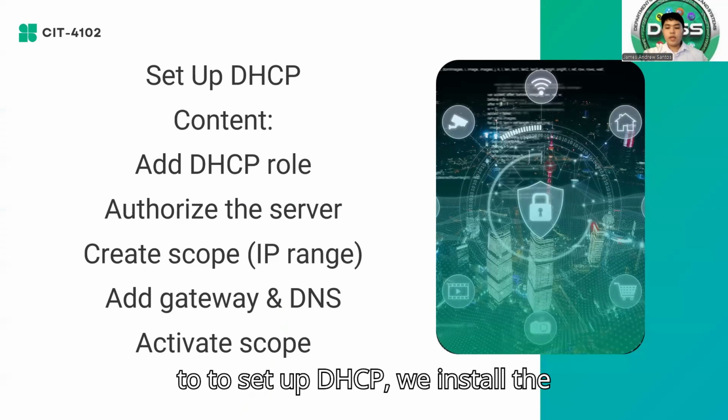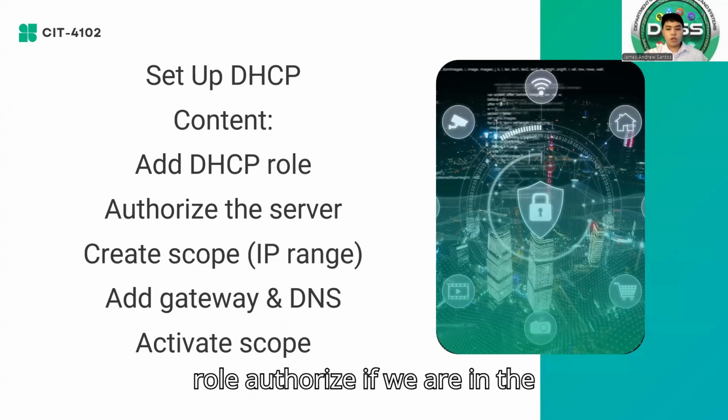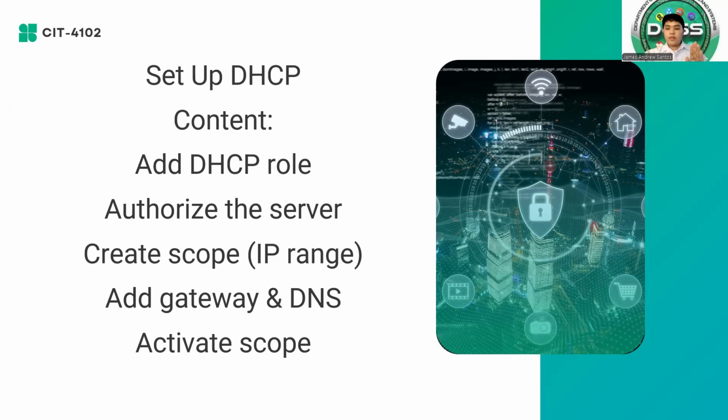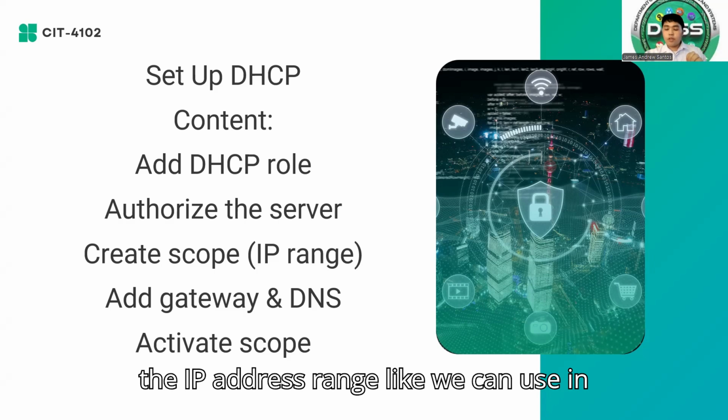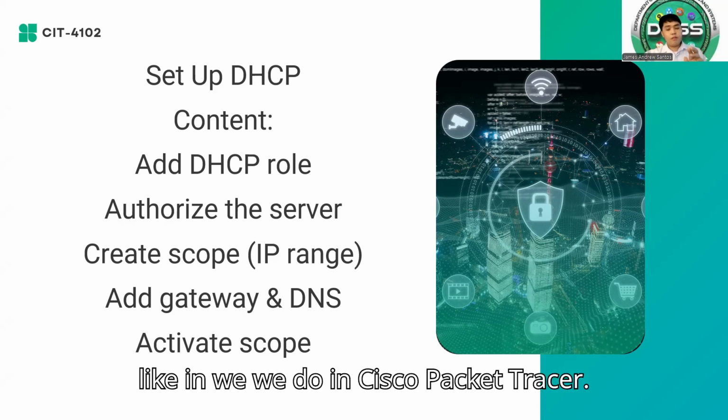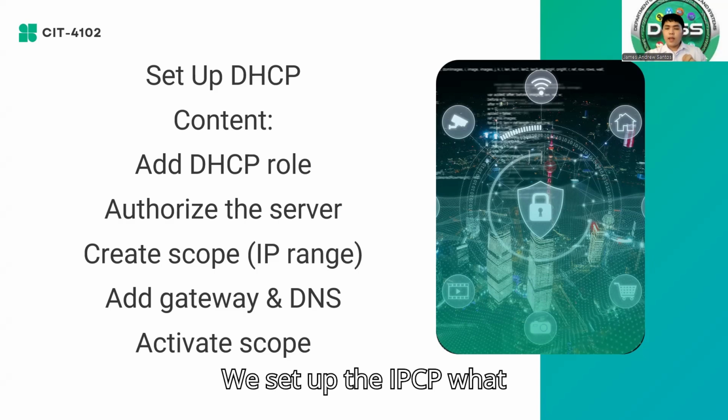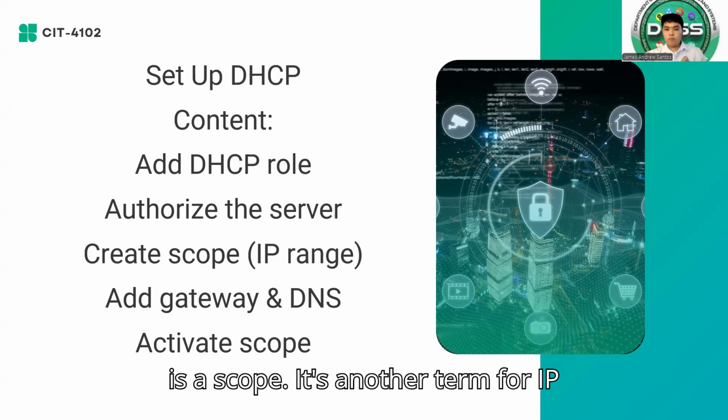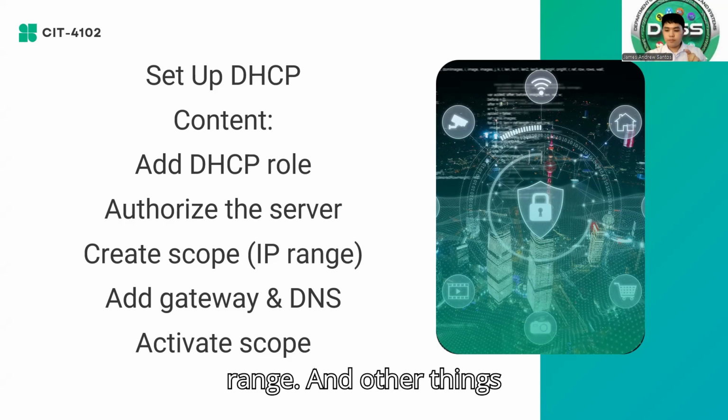To set up DHCP, we install the role, and authorize it if we are in a domain. Then create a scope. The scope is where we define the IP address range, like what we do in Cisco Packet Tracer. We set up the DHCP range. For example, 192.168.1.1 to 192.168.1.10. That is a scope. It's another term for IP range.